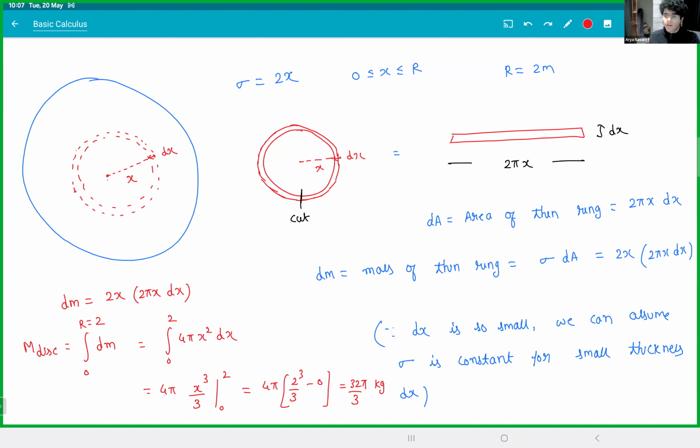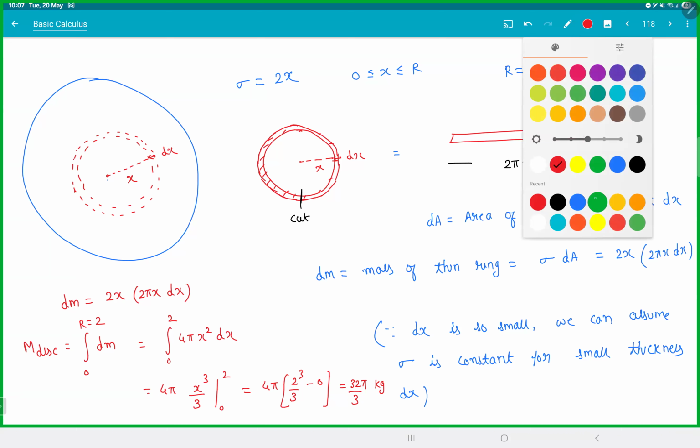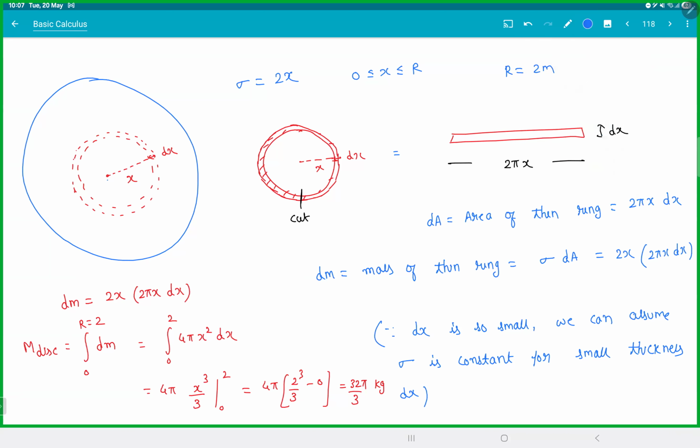Sir, can you explain that area of thin ring and mass part again? The area of the thin ring, what will it be? When you cut this, what do you get? The circumference is 2 pi x. What is the circumference of this ring? 2 pi x. What is the thickness? dx. So what is the area? Length into breadth.